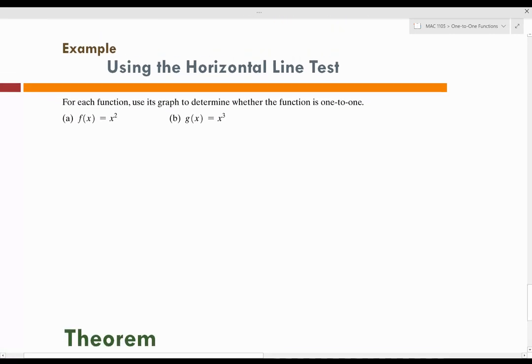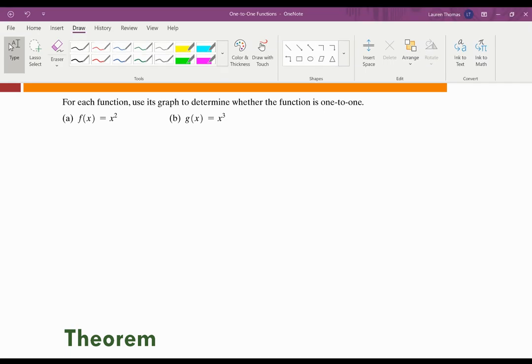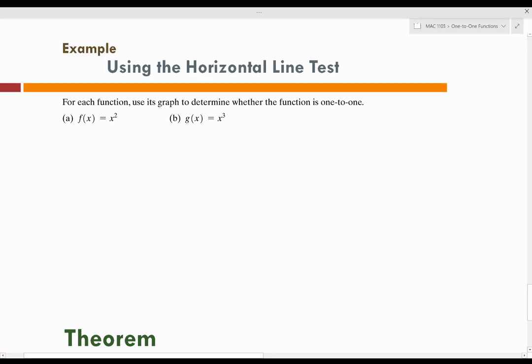Now they could ask you to do something similar, but they may not give you the picture. They could give you a function that you can either type into your calculator or it may be a function that you're already familiar with. It says for each function, use its graph to determine whether the function is one-to-one. The first function that they give us is f of x equals x squared. Notice they've already told us that we have a function, so we don't have to worry about figuring out if it is.